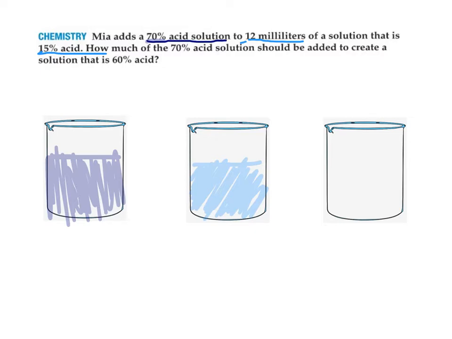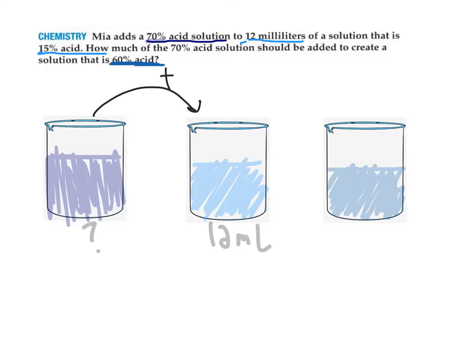What's going to happen is we're going to take this first bucket and add some of that solution into our second bucket. The end result will be hopefully 60% acid solution. So somewhere in between the 70 and 15%. Okay, so the key is we have to figure out how much of this we're going to add to this 12 milliliters in order for us to get to a 60% solution.